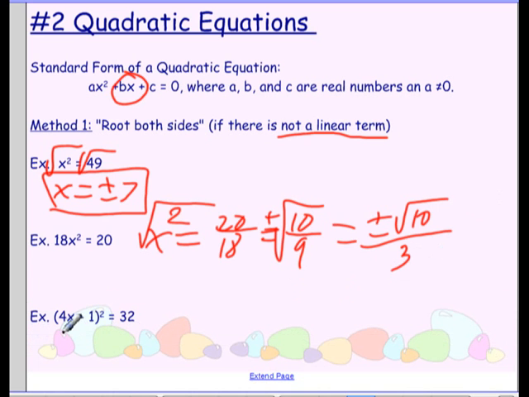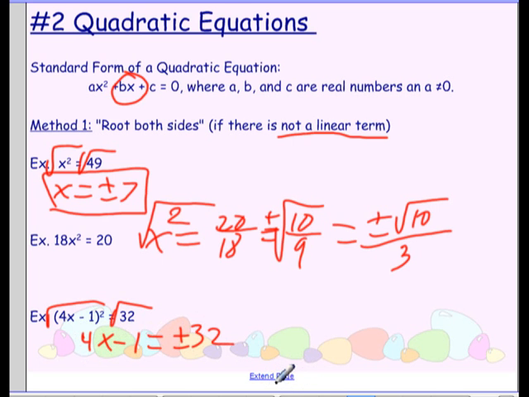Okay, and one more example. This is kind of convenient because we have 4x minus 1, but the whole thing's squared. But we still have something squared equals a number. So you can still take the square root of both sides, because square rooting and squaring cancel each other out. And what are we left with? We're left with 4x minus 1 equals plus or minus 32.